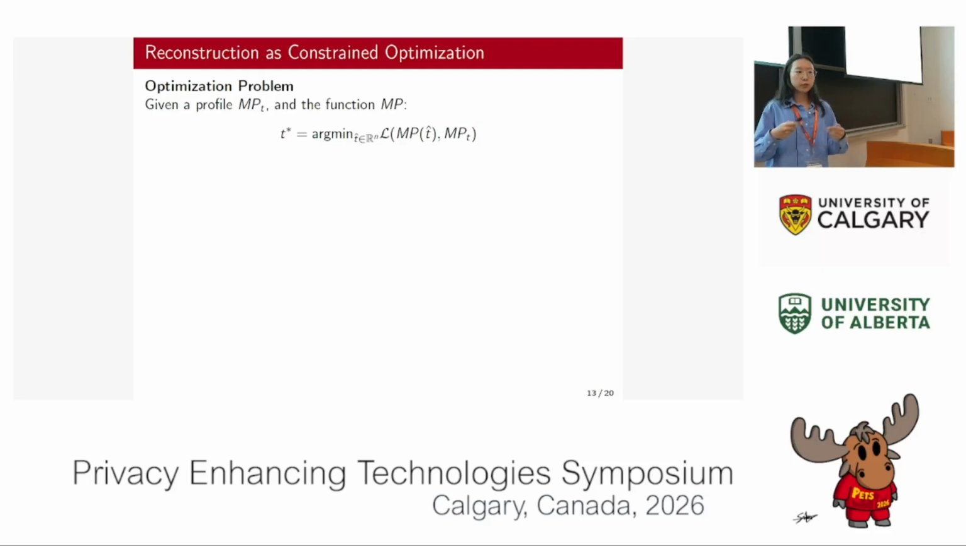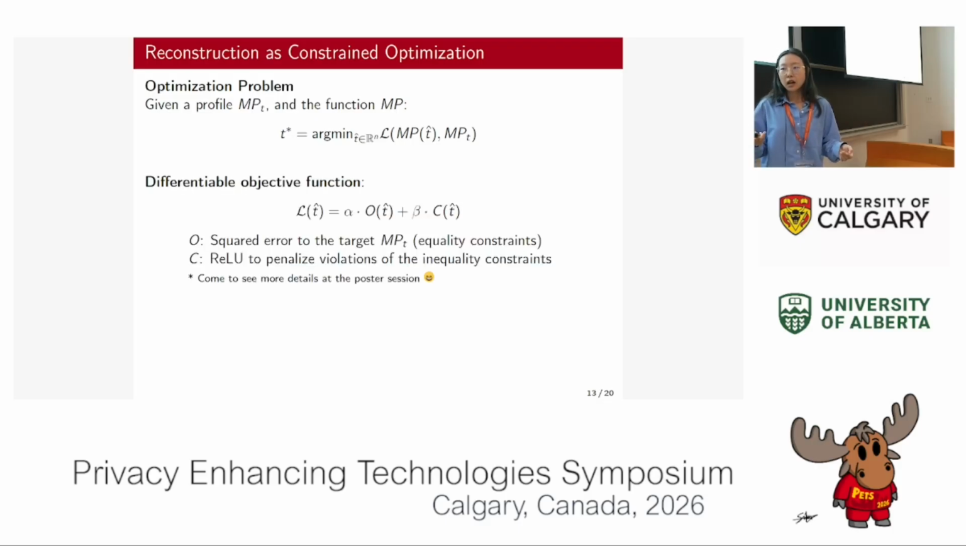So the objective is to find the T star, that is the argument of the loss function between the matrix profile of all the candidates T hat and the target MPT. For the sake of performance, we also use a differentiable objective function. So the objective becomes to find the T hat that minimizes this loss function, which includes a squared error to the target MPT to encode the equality constraints and the ReLU function to penalize the violations of the inequality constraints. You are welcome to see more details at the poster session.